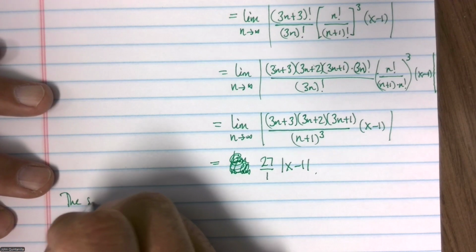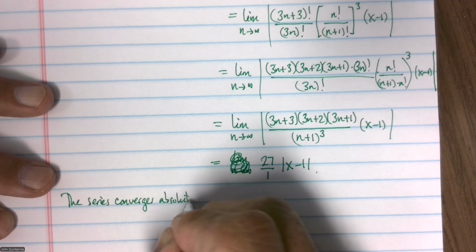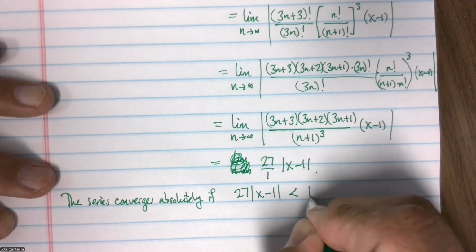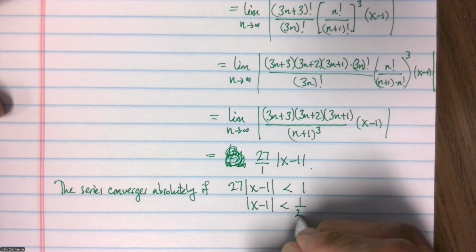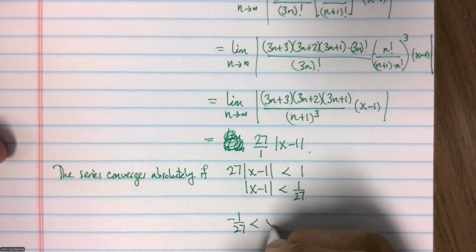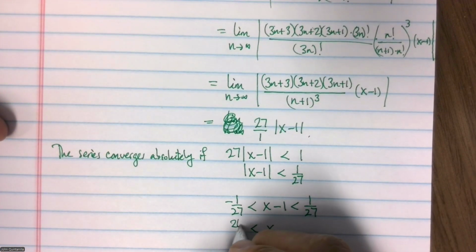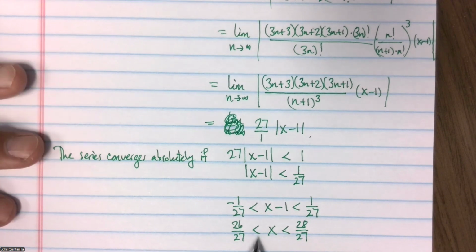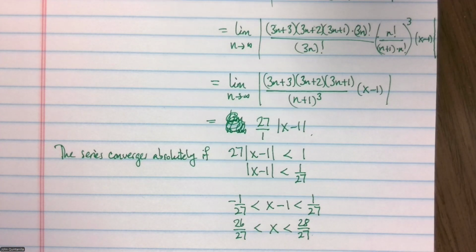Therefore, the series converges absolutely if this limit, 27 times the absolute value of x minus 1, is less than 1. In other words, the absolute value of x minus 1 is less than 1 over 27. Said another way, negative 1 over 27 is less than x minus 1, less than 1 over 27. That makes x between 26 over 27 and 28 over 27. And so if x is between these two numbers, which you probably would not have guessed at the start of the problem, then the series converges absolutely.